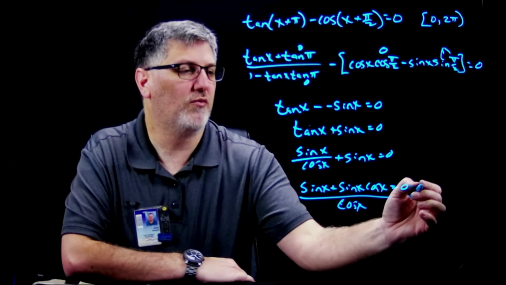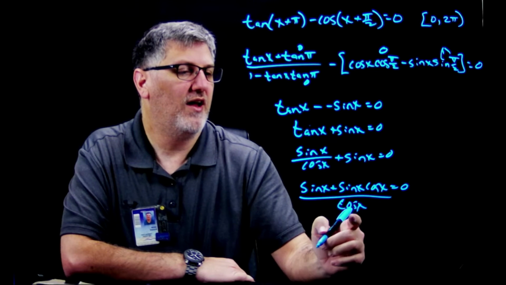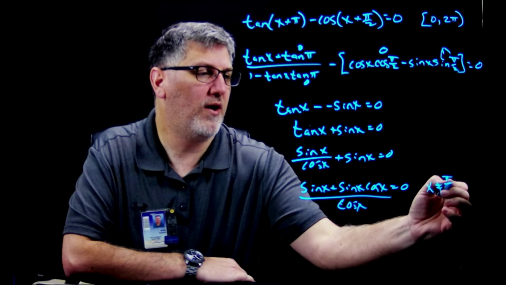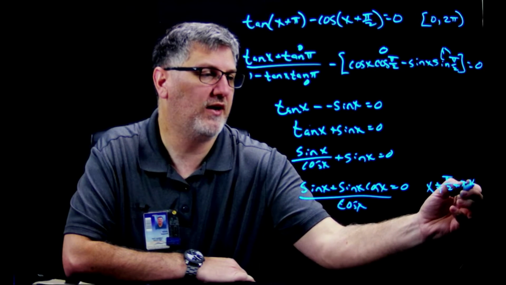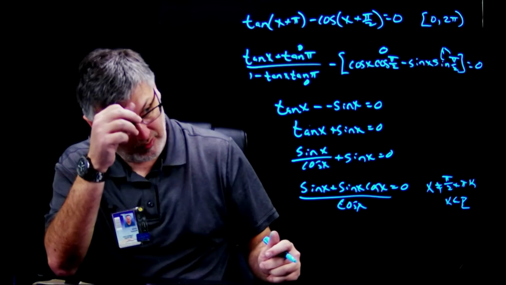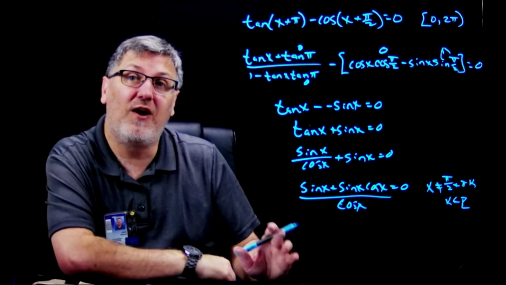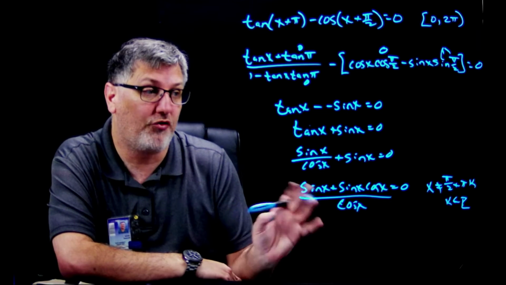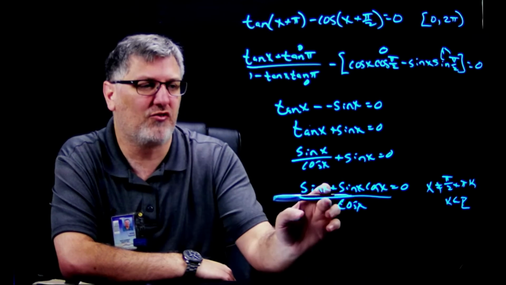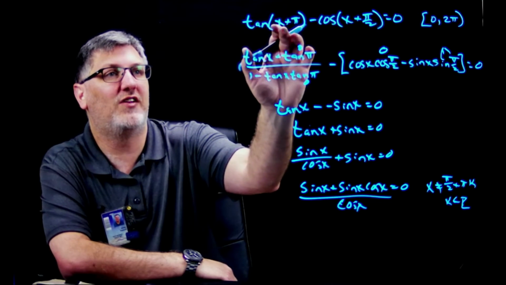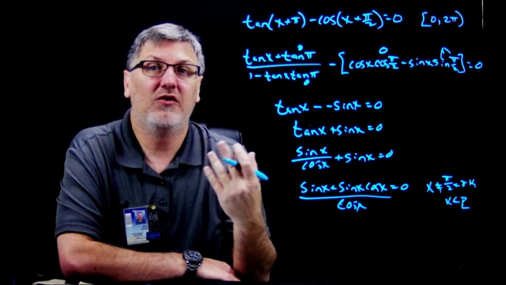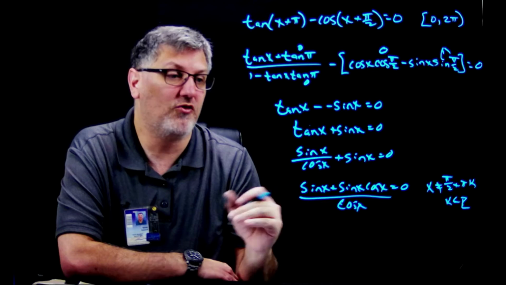Now at this point you should recognize that x, in this case, cannot equal pi/2 plus pi k, where k is an element of the integers, because that will give you 0 in the denominator. So when I'm solving this, if I get a pi/2 or 3 pi/2 or something like that, I can't have it because it's going to make 0 in the denominator, which would make sense here because tangent is undefined at pi/2.